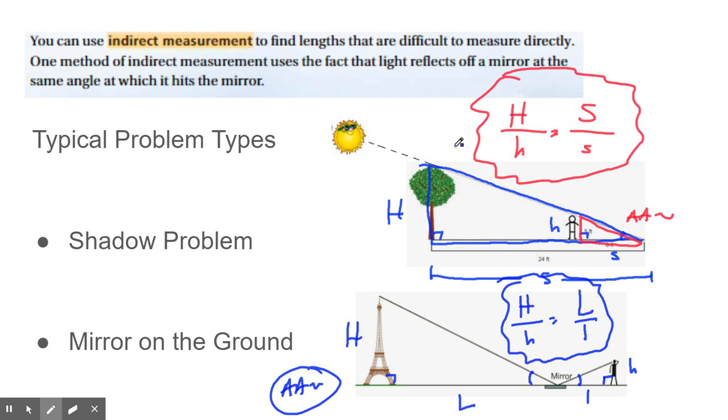All right, sorry for the lengthy video, but I got a couple example problems. There's several example problems to make sure you have a good idea of what similarity is all about.